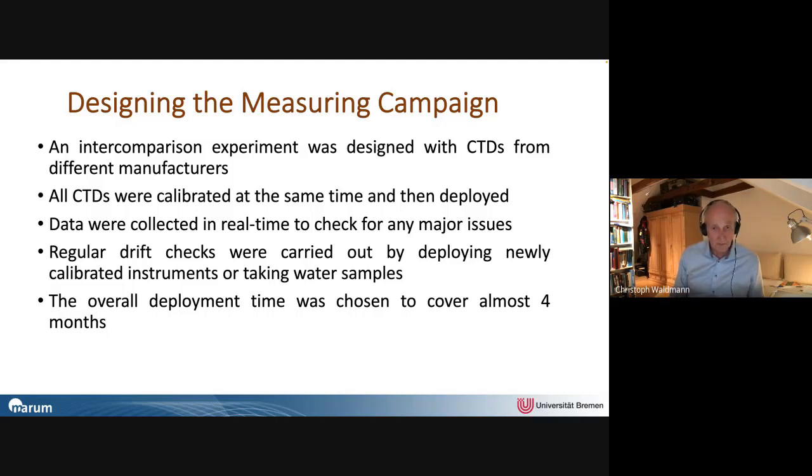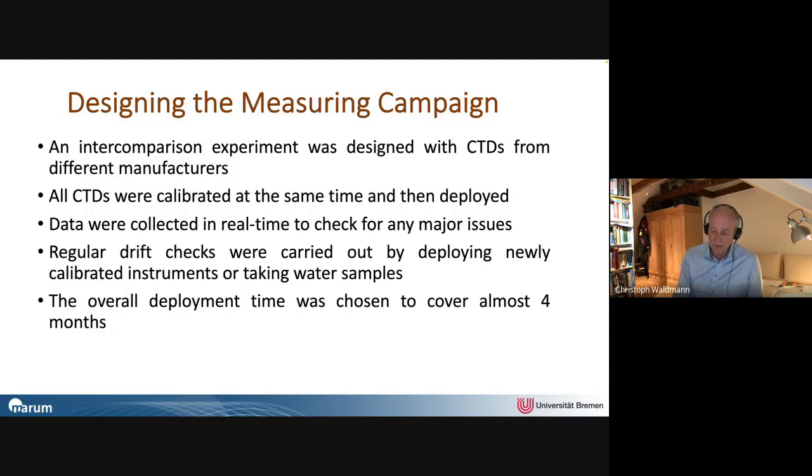So data were collected in real time to check for any major issues. As I mentioned before, there's always a good chance to look at the data. We also did regular drift checks, and we've done this by recalibrating instruments and redeploying it, or taking water samples, both of them. And the overall deployment time was about 4 months.